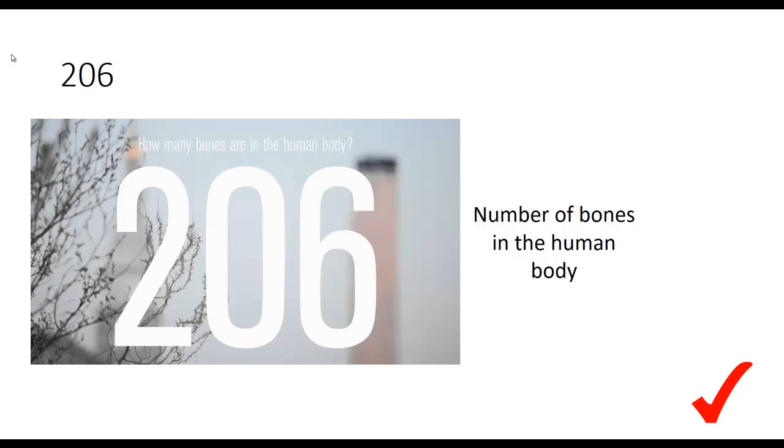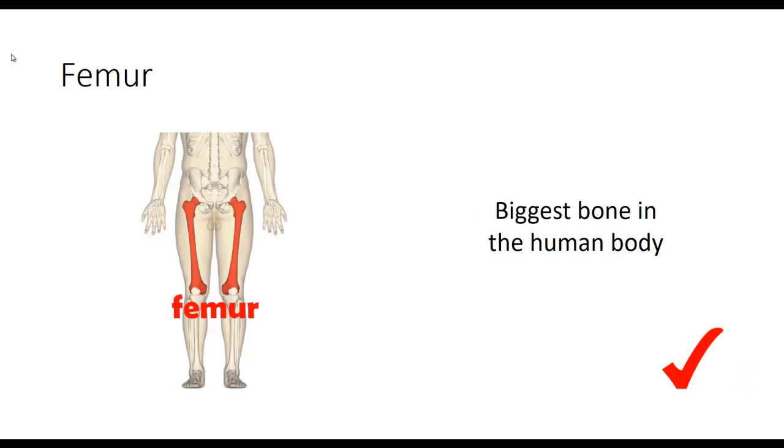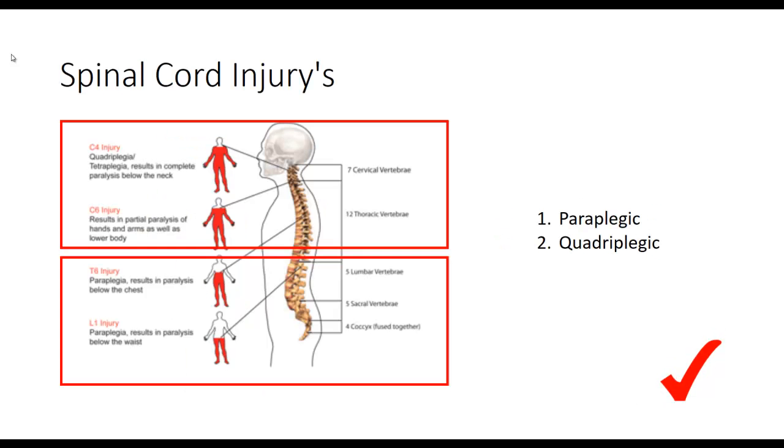This next fact is just pretty straightforward. How many bones are there in the human body? It's 206. Now, when people are born, they have more, but as they get older and the bones fuse together, the common number is 206. What is the largest bone in the body? Well, it's the femur, and as you can see, it's located in the thigh area.